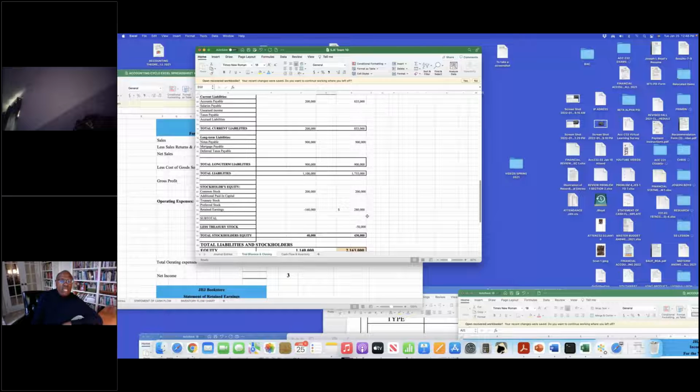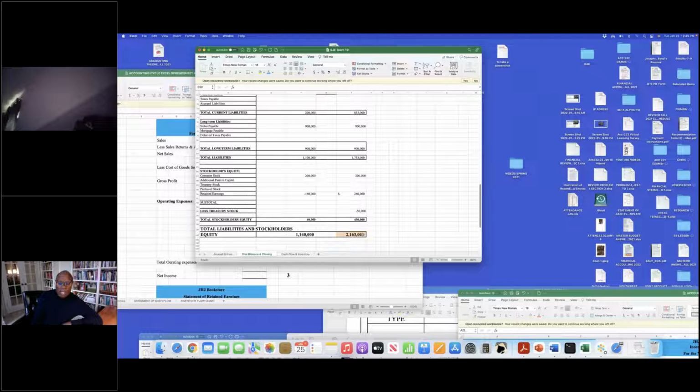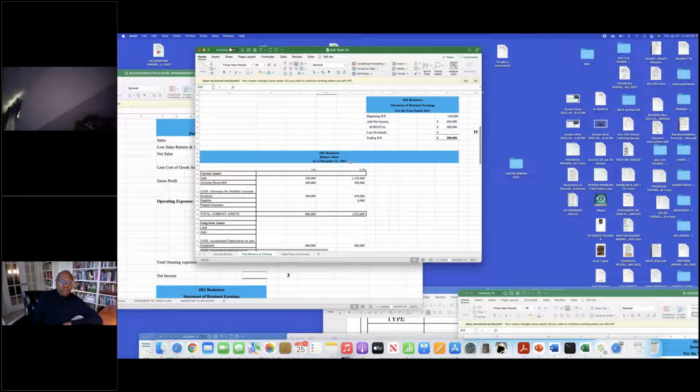Now you notice that they were putting in a beginning balance, which would be those preliminary numbers. Then they did the year balance.